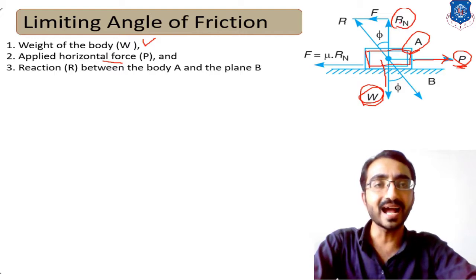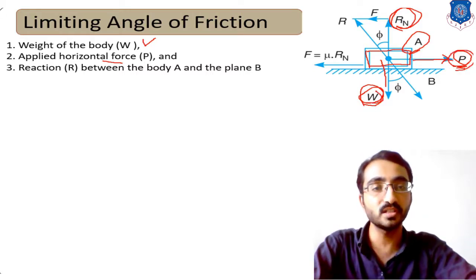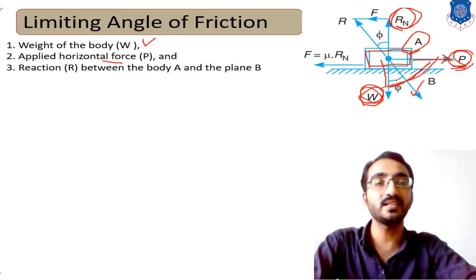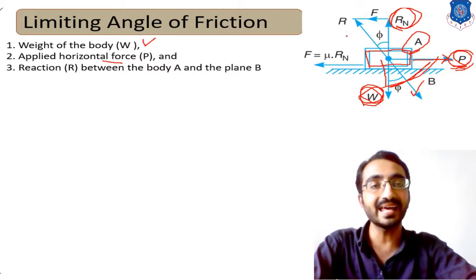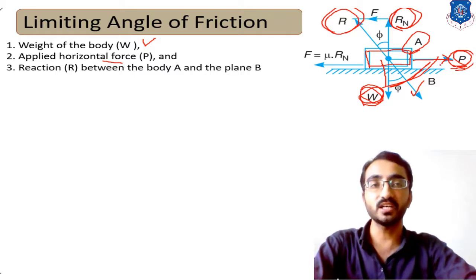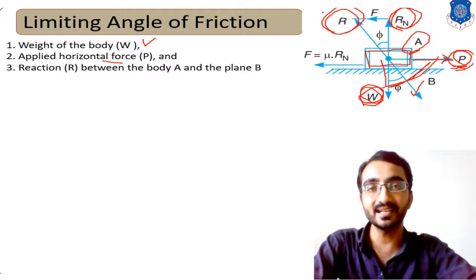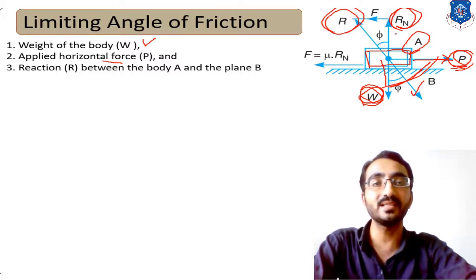Now if we consider that P is the external force and W is the load, then due to the combination of these two forces, there will be some resultant force. Let R be the resultant force, due to the combined effect of the external force P and the weight of the body. This resultant force R will make some angle with the reaction force Rn, and this angle is known as the limiting angle of friction.